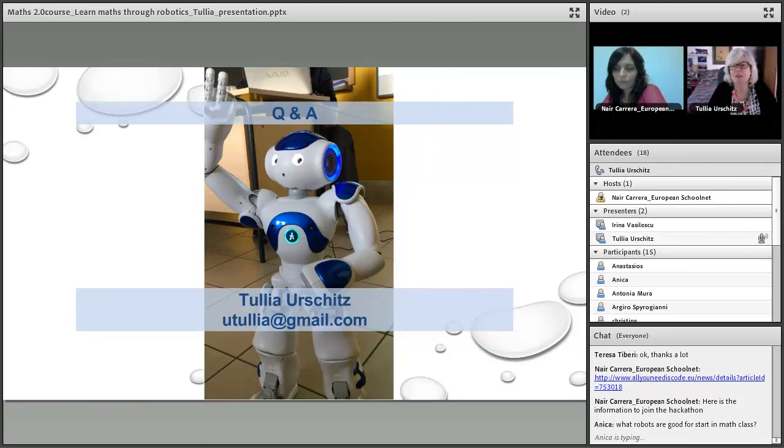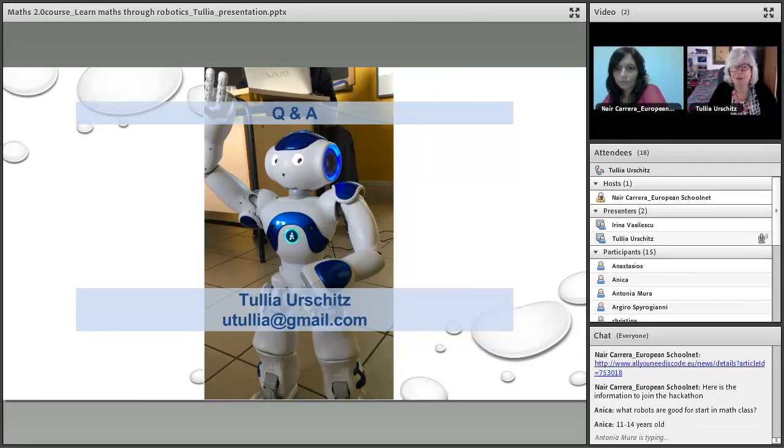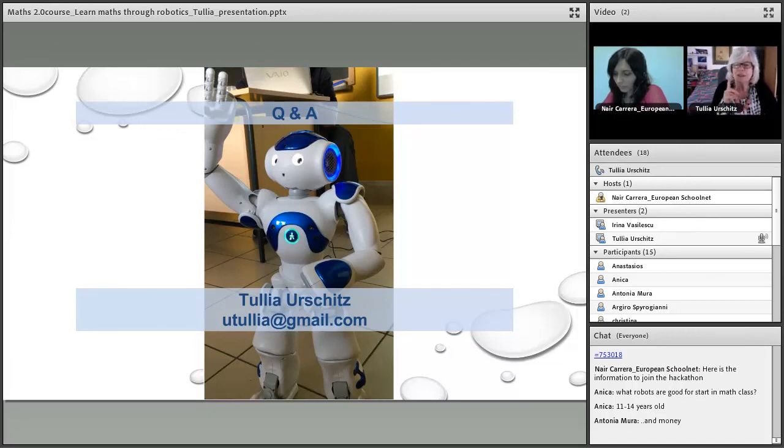For 11 to 14, that is the age of my students, I think that if you have to choose, Lego Mindstorms and Lego WeDo are great. Also, even if it's not very known, Innobot, that is the one that I show in one of the pictures. Let's go to Innobot. Innobot is great in the class.